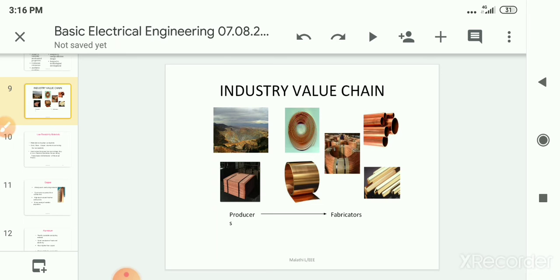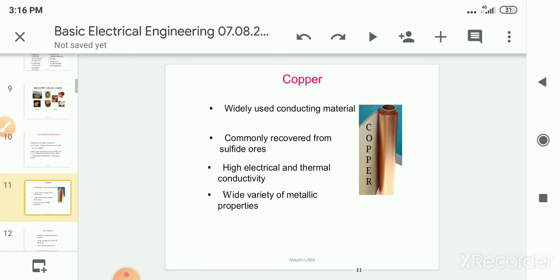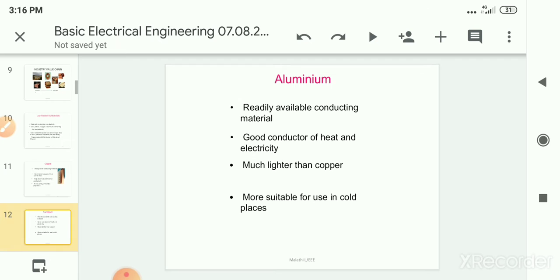Depending upon the application, sometimes we use annealed copper and sometimes we use hard copper. Right? After copper, the next in rank is aluminium.